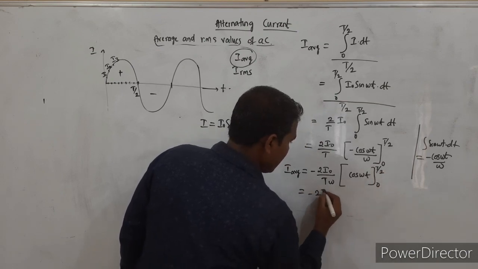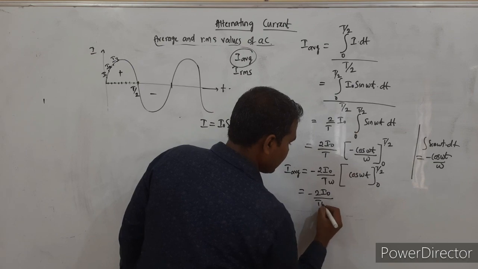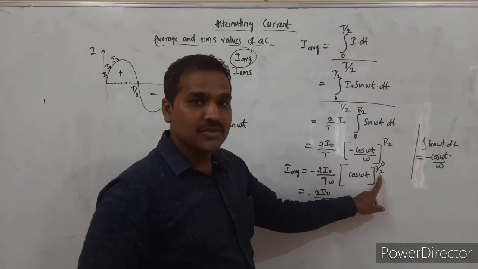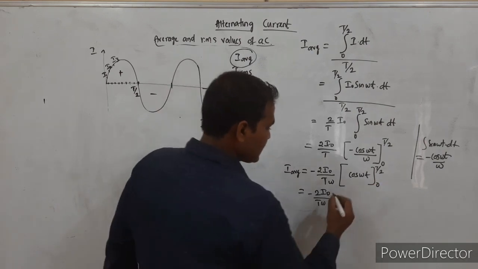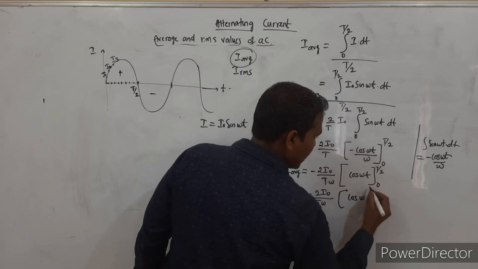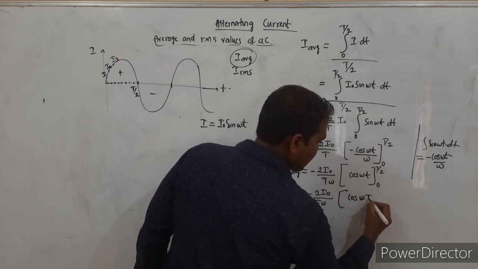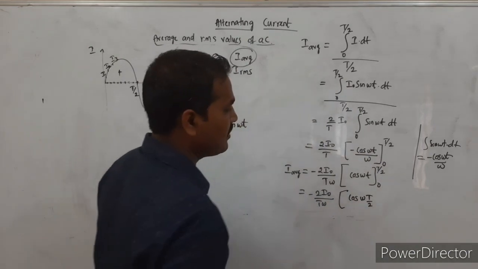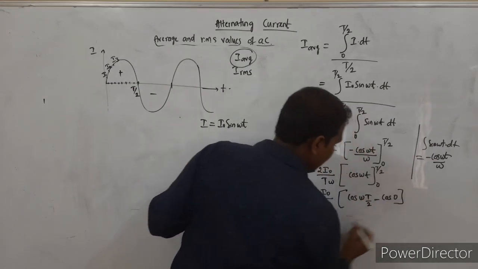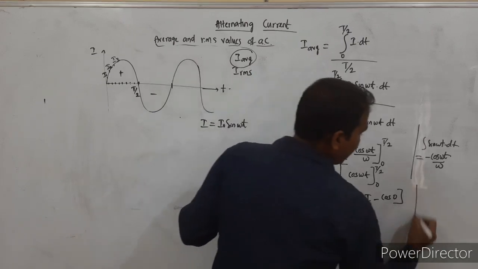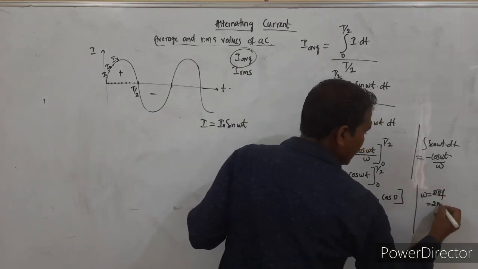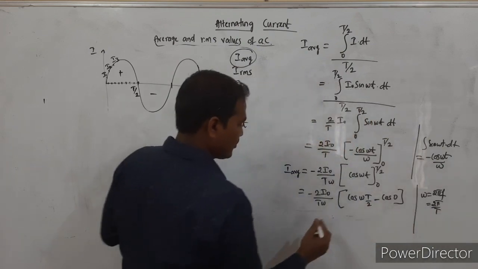So this is equal to minus of 2 I naught divided by T into omega. In place of small t, first let us substitute the upper limit. That is how we apply the limits here. I can write cos of omega into t, where t is nothing but capital T by 2, minus cos 0. And we know omega, the angular frequency, is equal to 2 pi f. This is also equal to 2 pi by T. That we shall substitute here.